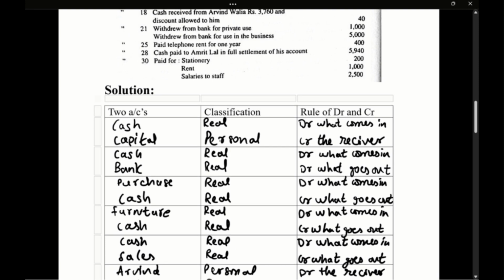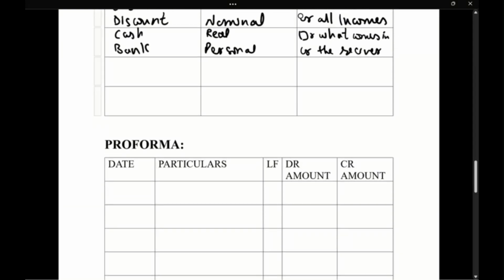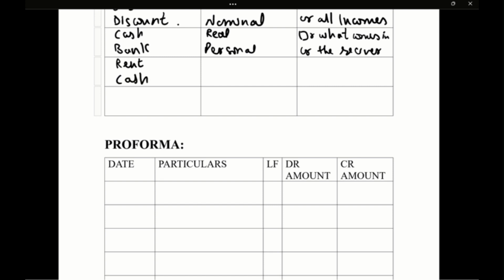Next, paid telephone rent for one year. We have here rent and cash. Rent is a nominal account. Cash is real. We are paying the rent, so cash is going out. Nominal: debit all expenses and losses. Here we have credit what goes out.